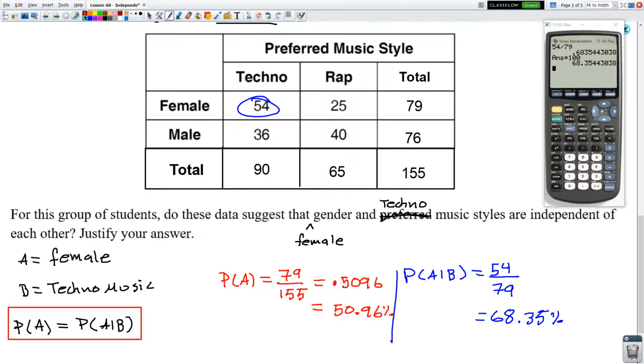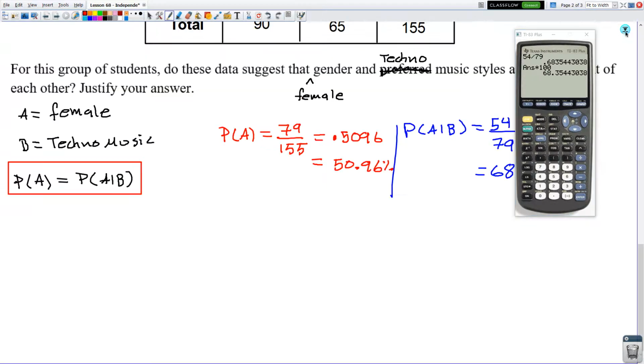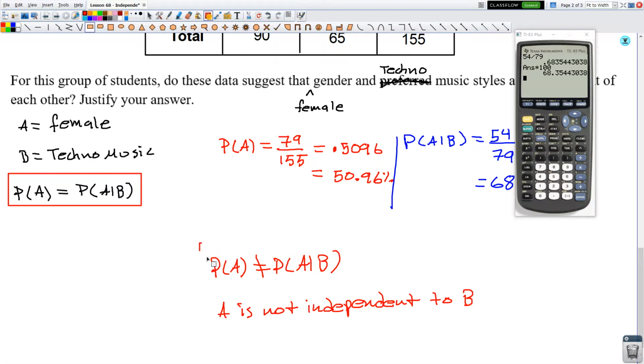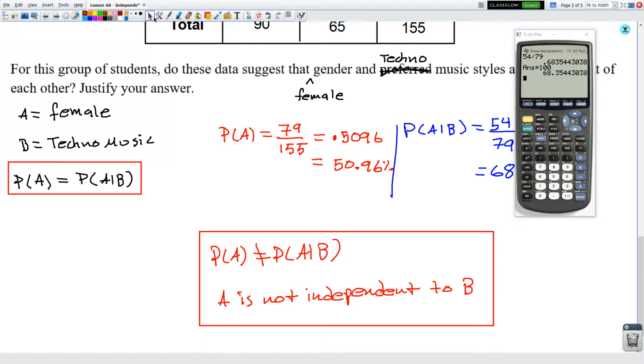So notice the following here. We can see that P of A is not equal to P of A given B. Because this is not true, then A is not independent. Let me write that a little bit clearer. It's not independent of B. So they're not independent events. And because they're not independent, we can claim that they are dependent.